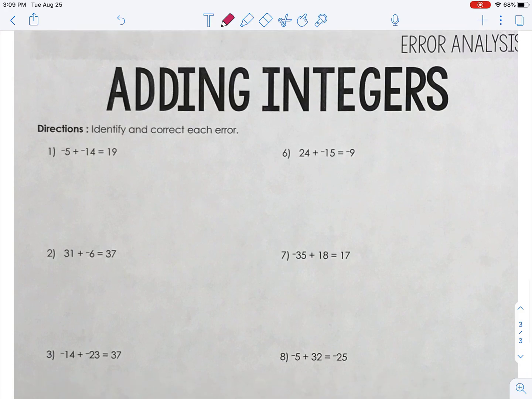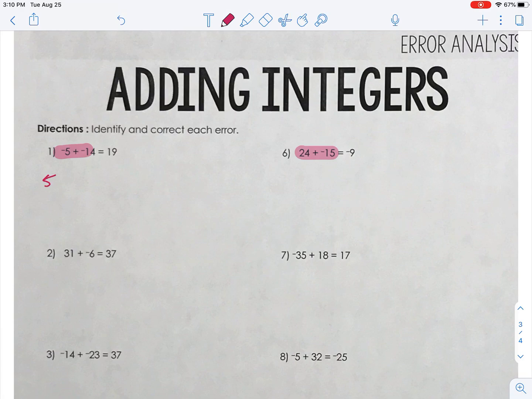I want to go ahead and go over error analysis with you. What you're looking for on this worksheet is the error. So if you want, you can just look at the problem itself, because the error is always going to be on the answer side. Okay? So this first one here, the signs are the same. 14 and 5 are both negative. When the signs are the same, we add.